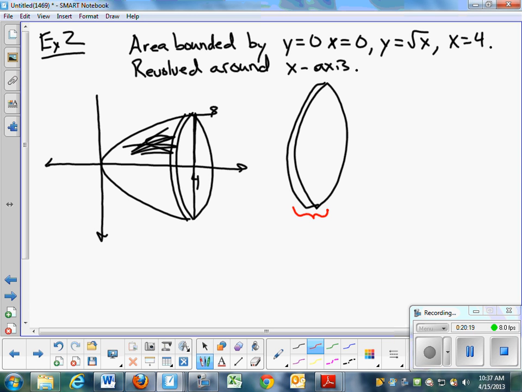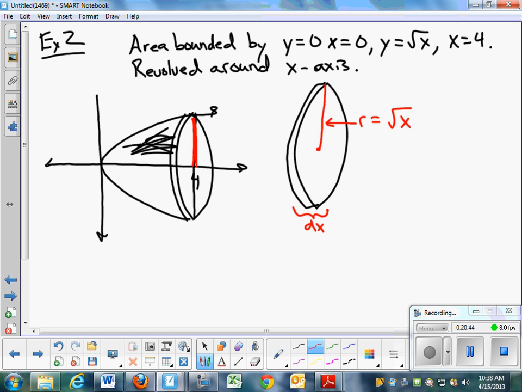And we realize that it has a width of dx, and we want to examine the area of it, so we need to know the radius. The radius is going to be the same as this, right? Which is the height of the function. What is the height of the function at any given point? Square root of x.